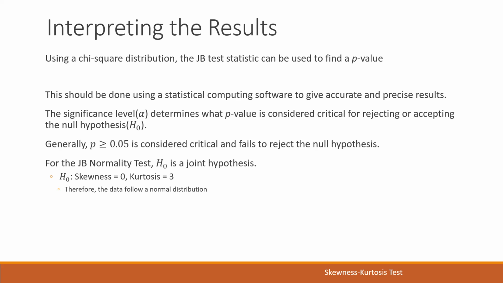And for the Jarque-Bera normality test, the null hypothesis is actually a joint hypothesis. What it says is that the skewness is equal to 0 and kurtosis is 3, which therefore means the data follow a normal distribution. And we're basically giving a p-value of whether or not that's true. So if we have a p-value of 0.10, that would be passing.